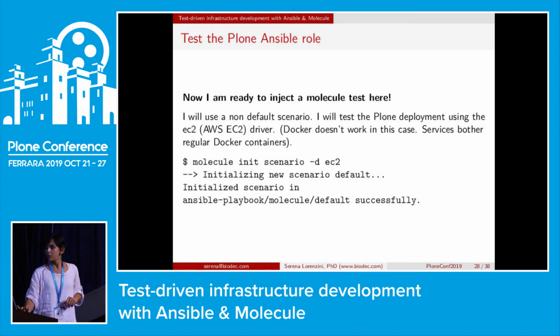Okay. I'm using a different driver here. I tried Docker first because it is always my first choice when I run tests, because I like how fast spinning up and down containers with Docker is. But it didn't really work because services bother Docker. And I didn't want to use strange Docker instances or strange configurations, so I switched to the EC2 option.